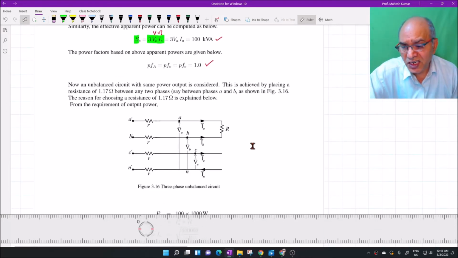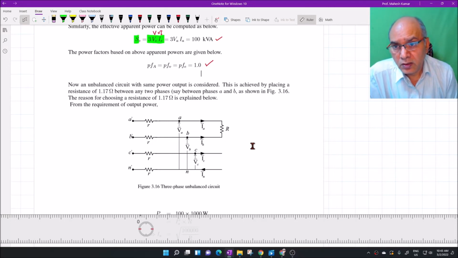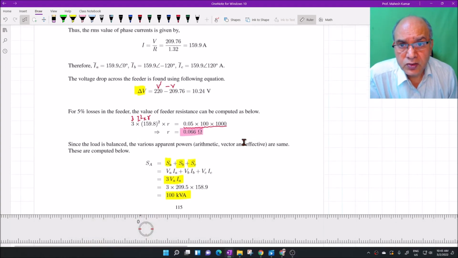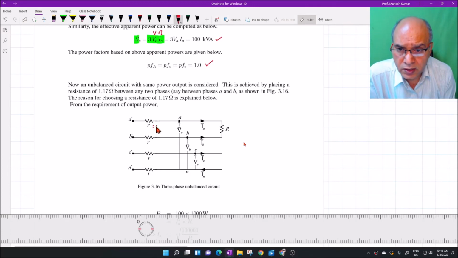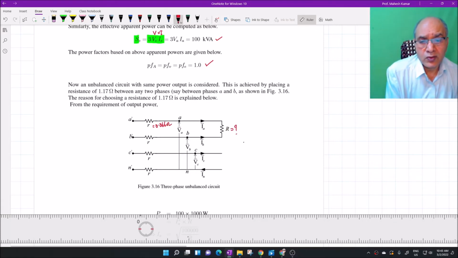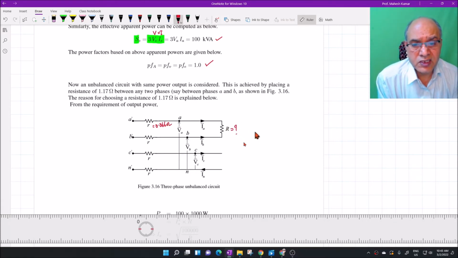Now let us consider the second part of this question, where we have asked that a resistance is connected between A and B to supply the same output power. So R we already know, that is 0.066 ohm, and this other R we do not know, but we have to find this R in such a way that P0 is same as the previous one, that is 100 kilowatt.